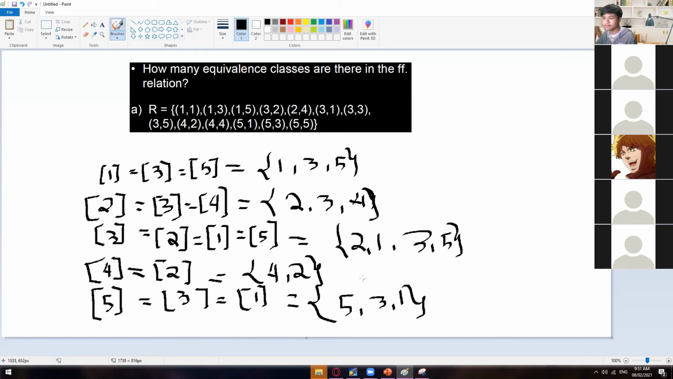All right. So check everything. Okay, it seems that everything is okay already. So once you're done creating the list of elements in every class, you have to check whether there are the same classes. As you can see right here, we have this one and this one. So they are just the same. And again, since this one is a set, the arrangement doesn't matter.